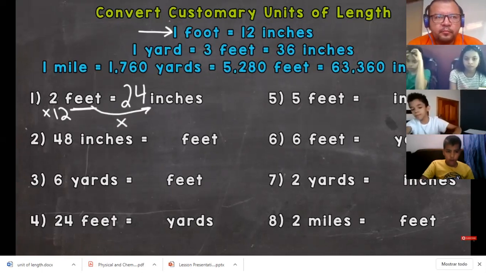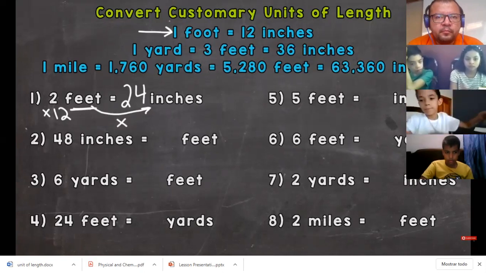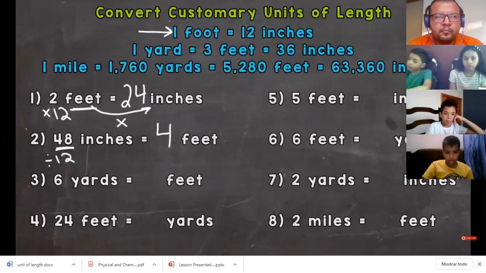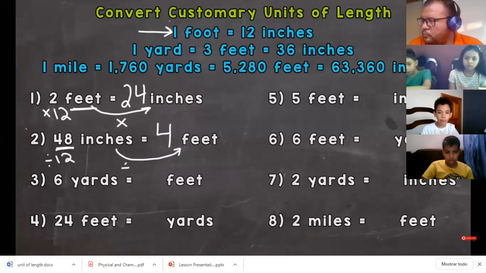Number 2, we're going from inches back to feet. So now we have 48 inches equals how many feet? Well, if we think about it, we need to split this 48 inches into groups of 12 because each one of those groups of 12 is a foot. So we're going to need to do 48 divided by 12. And 48 divided by 12 gives us 4 feet. And we went from a smaller unit of measure, inches, to feet, so we used division. A smaller unit of measure to a larger, we use division.